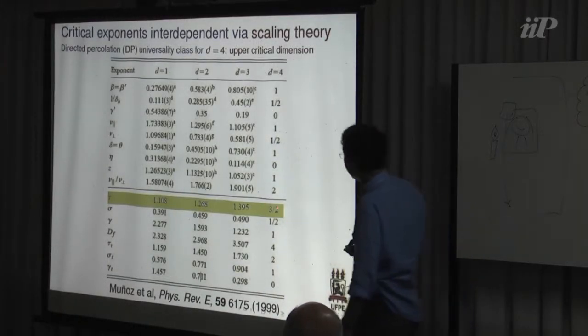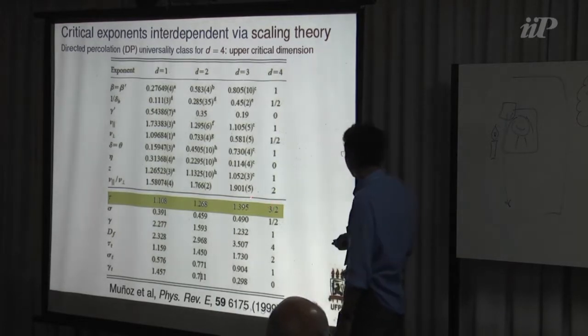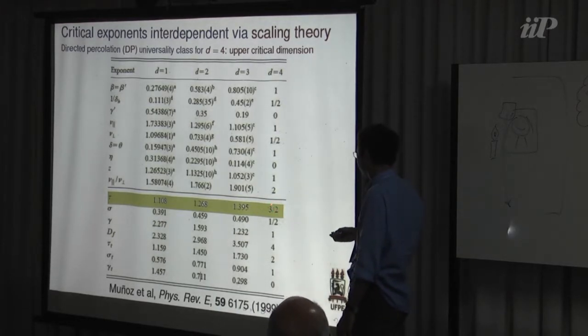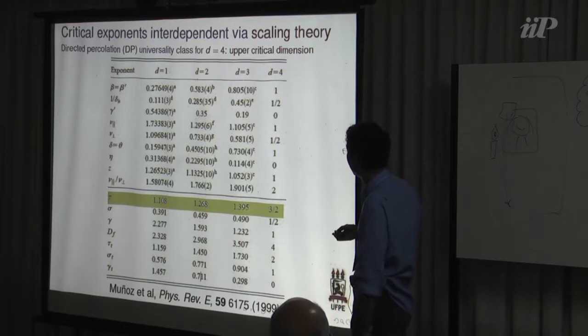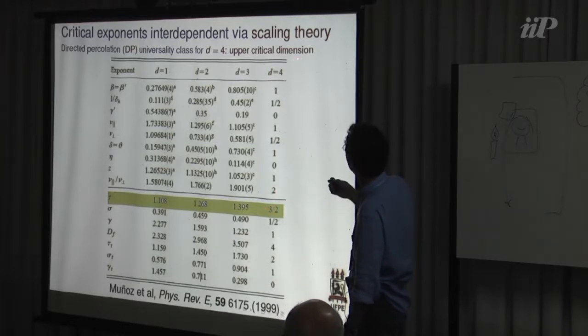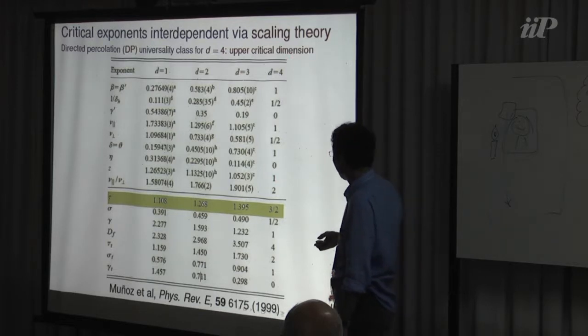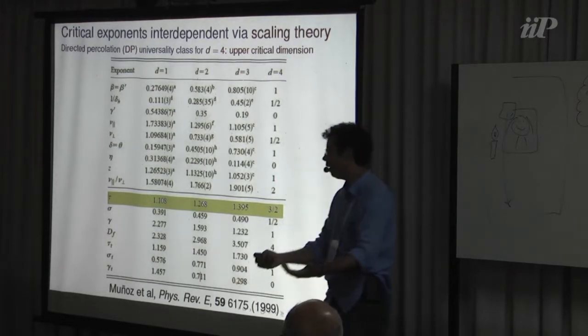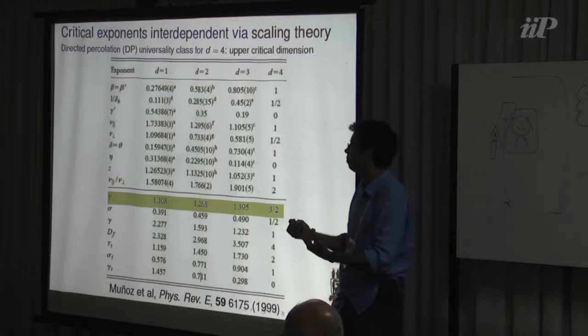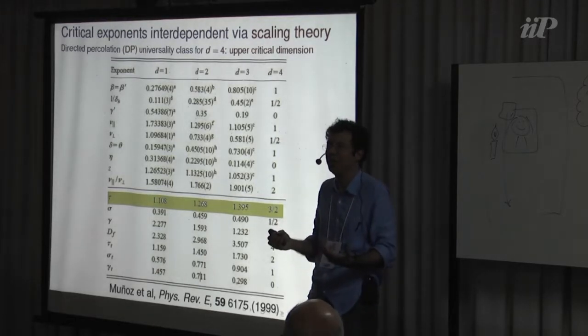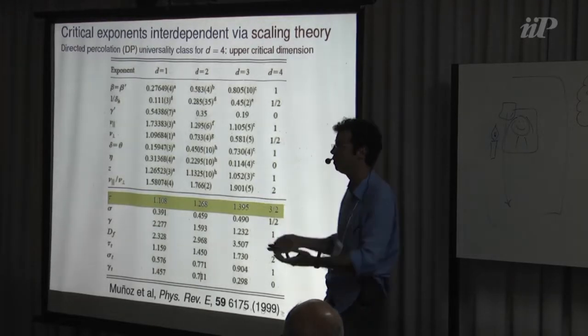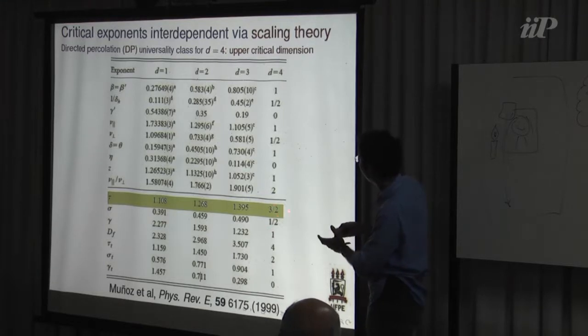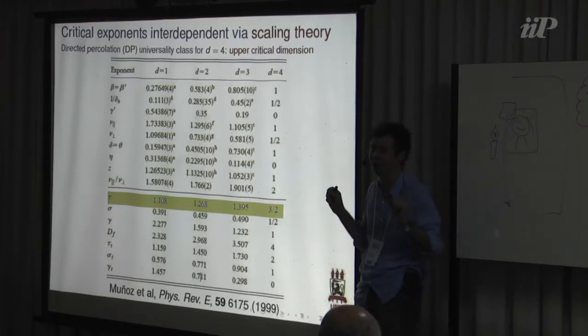One of the reasons I'm showing this table is that the fact that d equals 4 is the upper critical dimension exponent means that the data is giving us relatively little information, because several models could fall into the mean field universality class, so to speak.